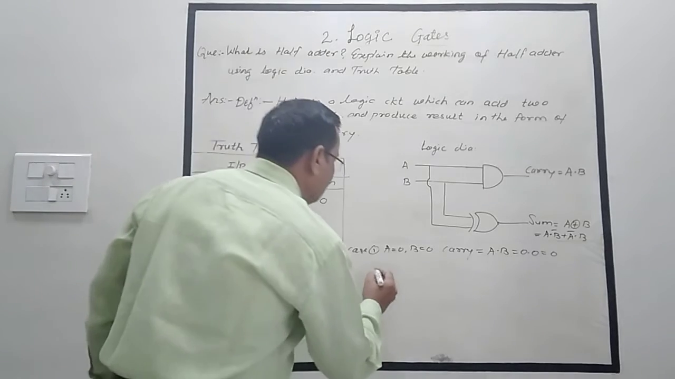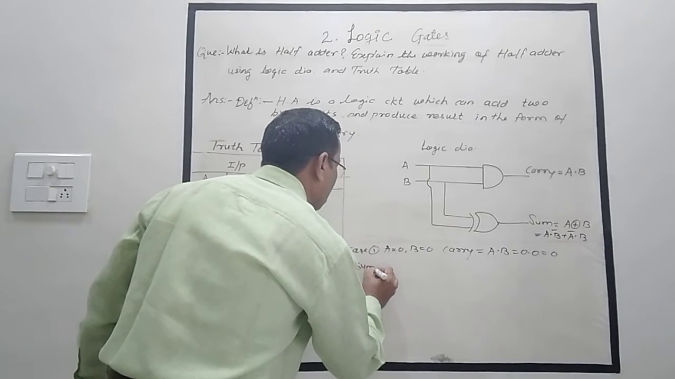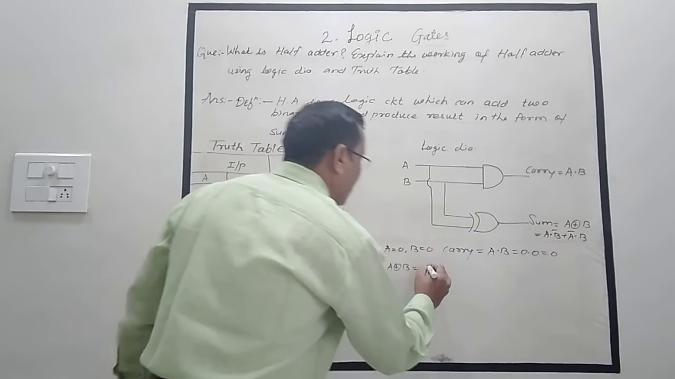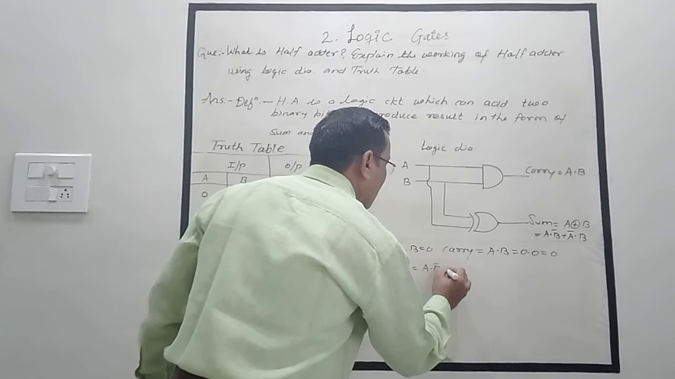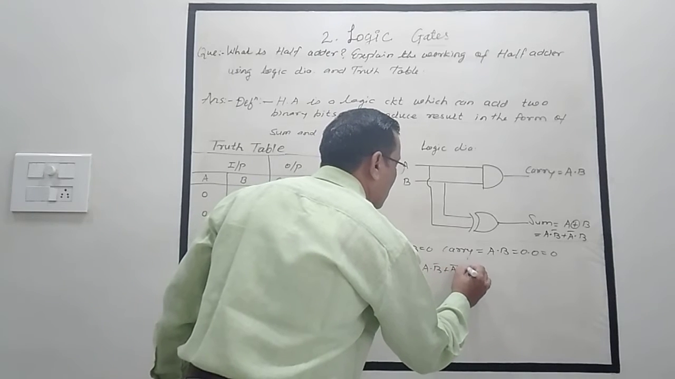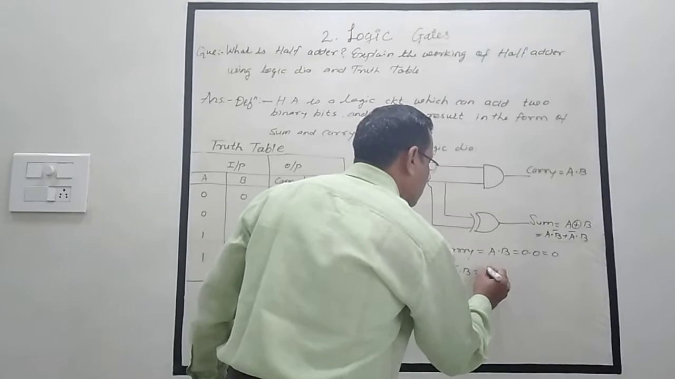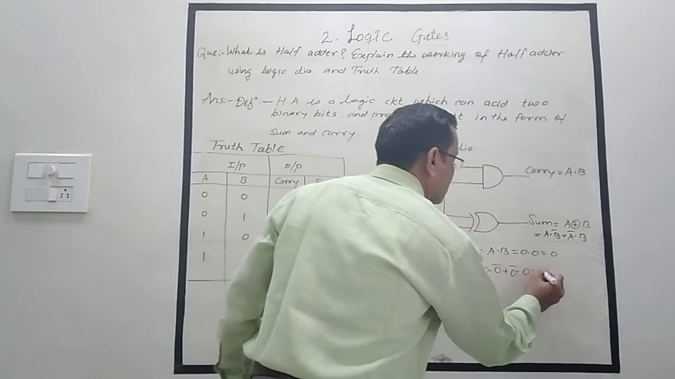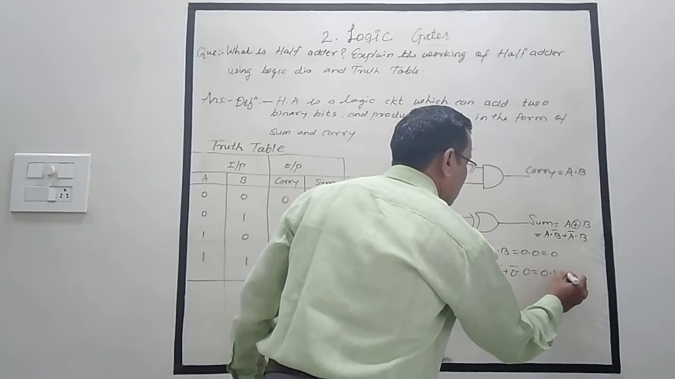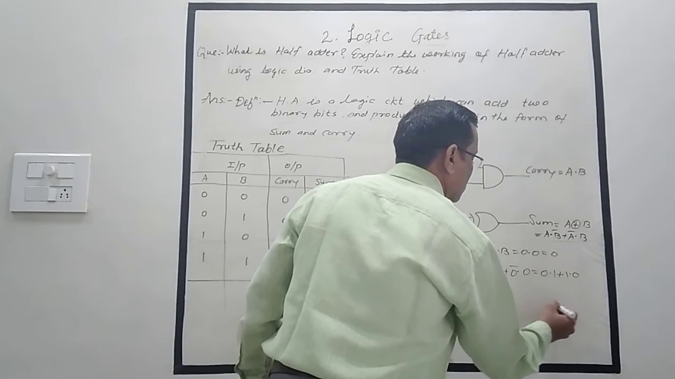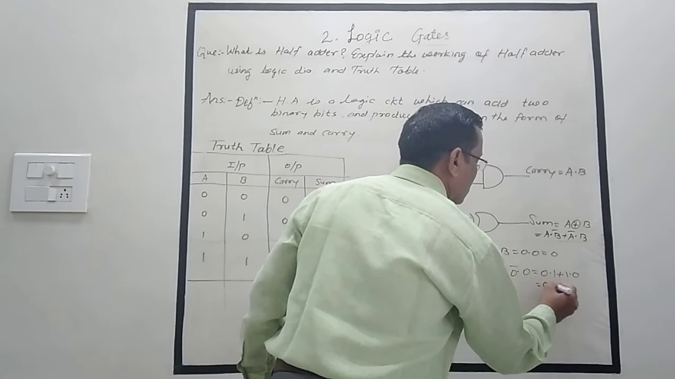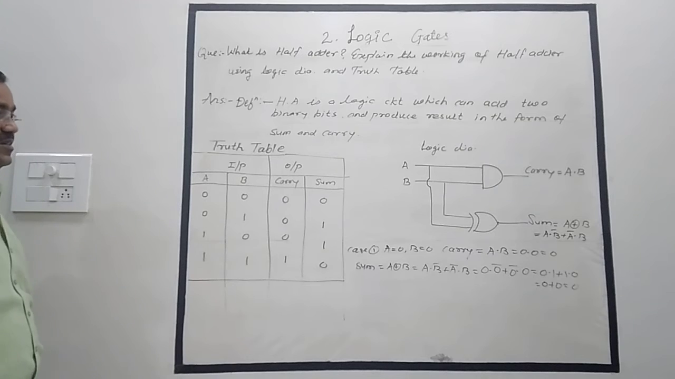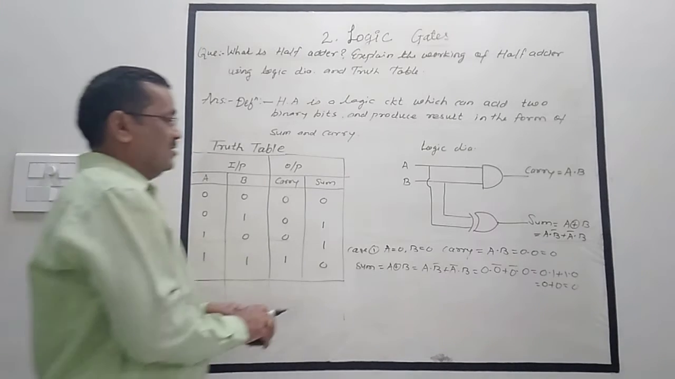Sum is A XOR with B, that is A dot B bar plus A bar dot B. 0 dot 0 bar plus 0 bar dot 0, which is 0 dot 1 plus 1 dot 0, which is 0 plus 0, equal to 0. Hence, sum is again 0 in the first case. Now the second case.